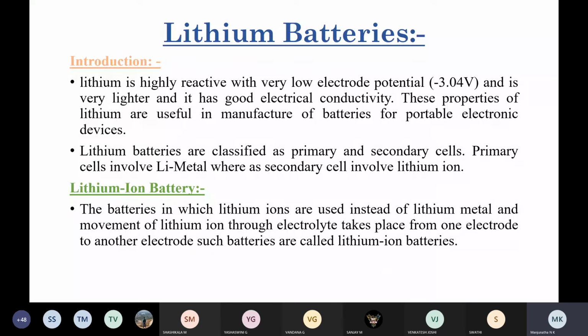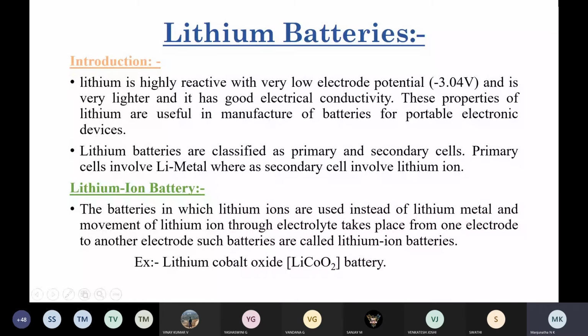Coming to the lithium ion batteries, these are the batteries in which lithium ions are used instead of lithium metal, and there is a movement of lithium ions through the electrolyte from one electrode to another electrode. In these batteries, instead of pure lithium metal, lithium ion material is used. These types of batteries are called lithium ion batteries. For example, the lithium cobalt oxide battery.